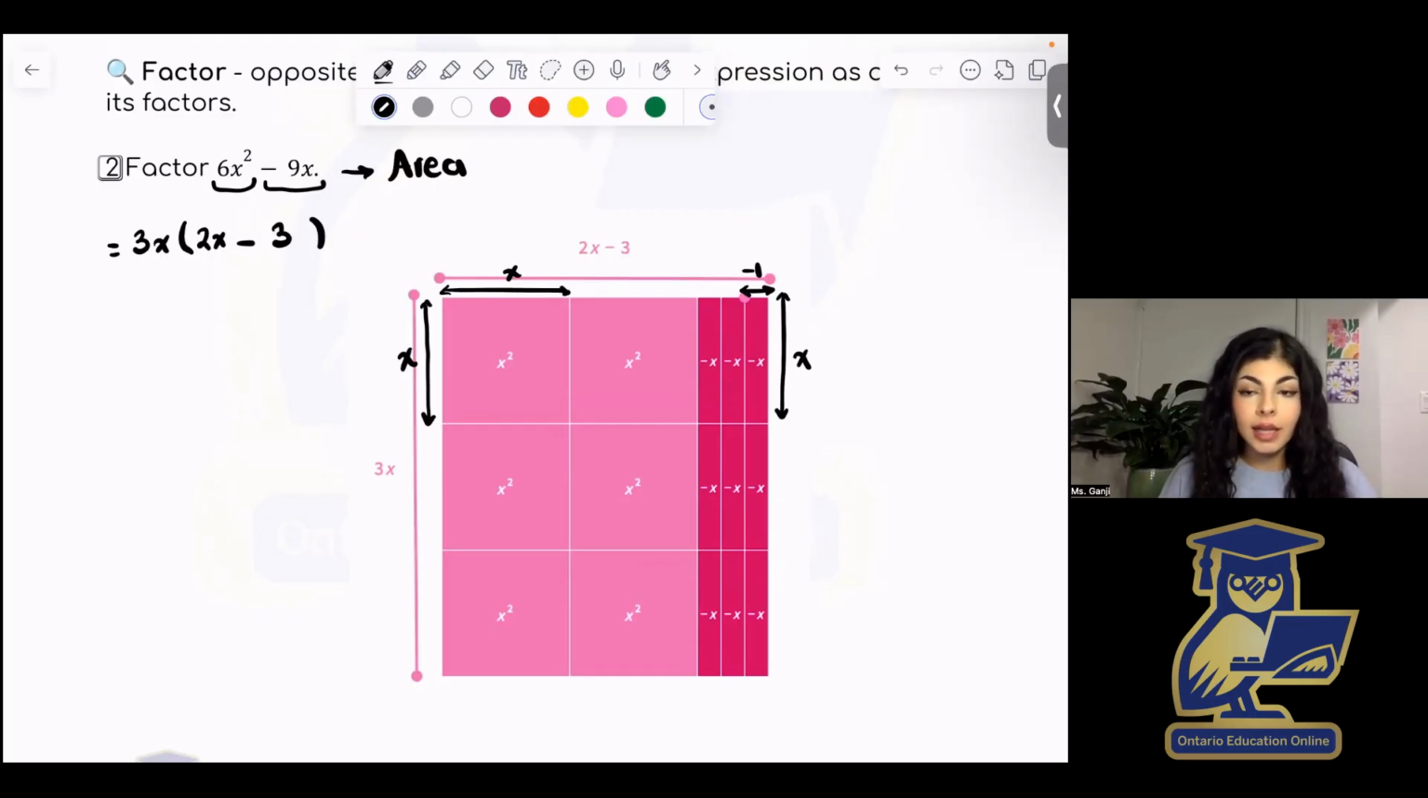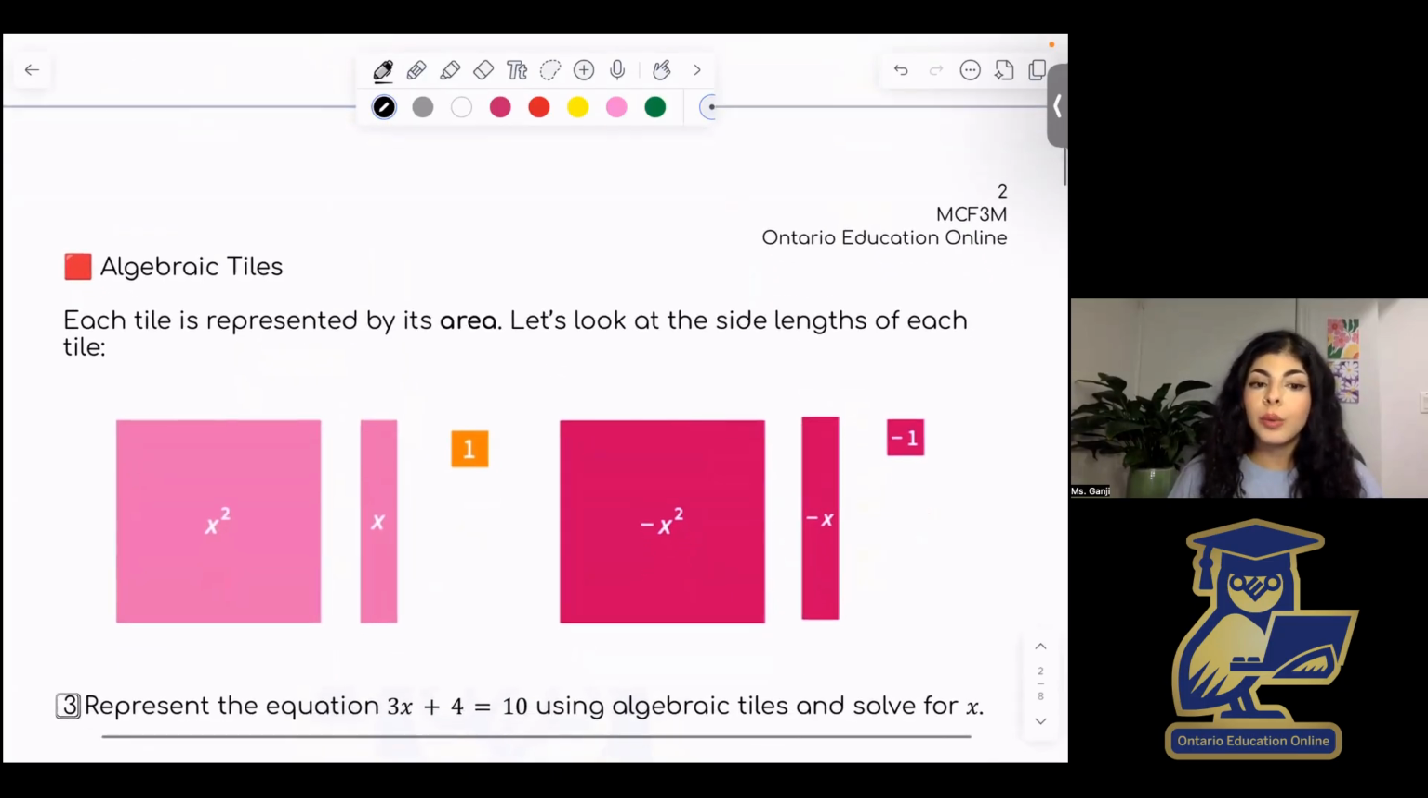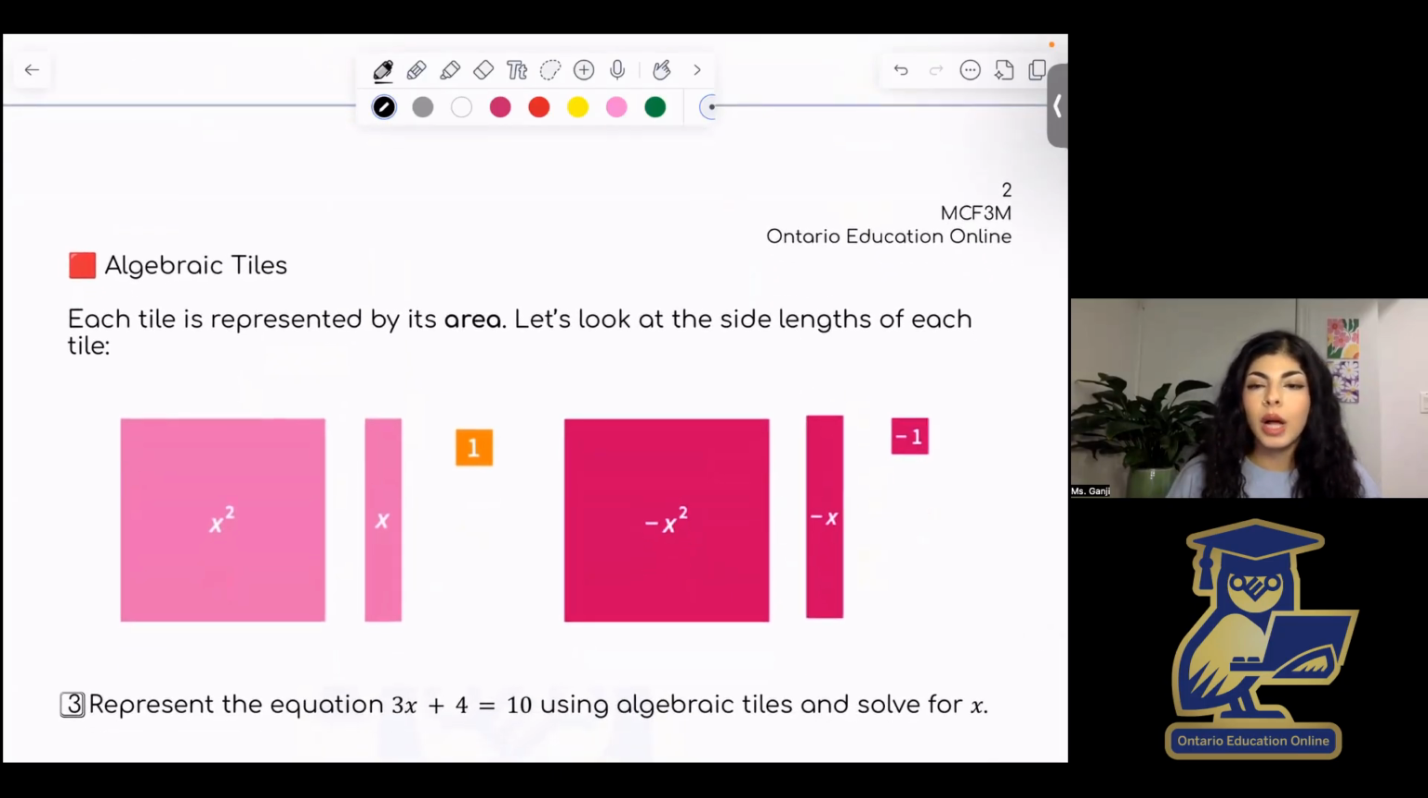6x squared minus 9x. So essentially what we are doing when we factor is that we are imagining the expression as an area and trying to see if we can form a square or a rectangle that has two side lengths that would be the factors, and if we multiply them, we get the area again. So looking now here at the algebraic tiles. So we will be using this throughout the course to help visualize some of the concepts a little better.